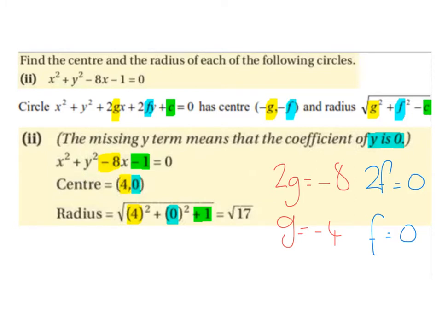So next we need to find the radius. So we need to use this formula, square root of g squared plus f squared minus c. So g is minus 4, f is 0. So you get the square root of 4 squared plus 0 squared, minus c, which is going to be minus minus 1, which is plus 1. And that gives us the square root of 17. So the radius is root 17.